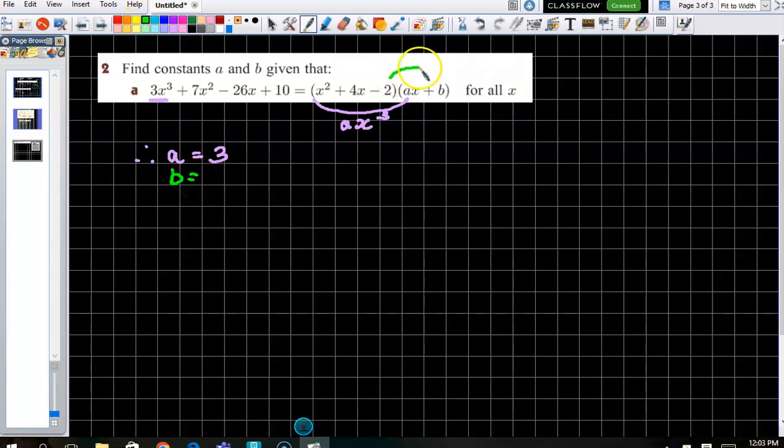Minus 2 times this, that has to be positive 10, so yes, minus 5. If you put 5, you're wrong, because minus 2 times 5 will give you minus 10, and you want positive 10. How sad. I thought that was going to be a good one.